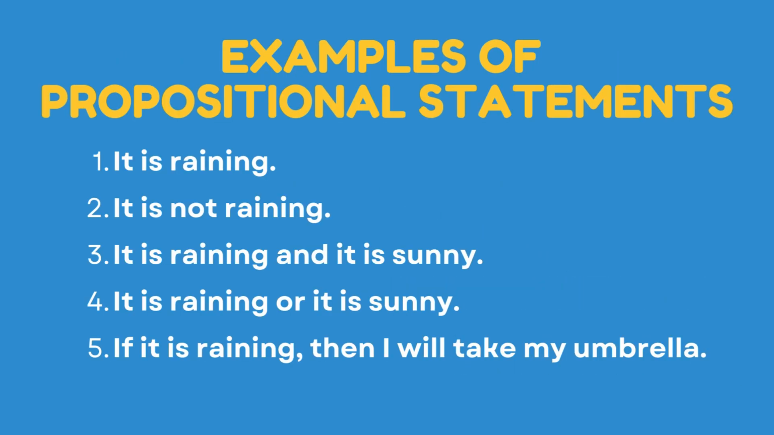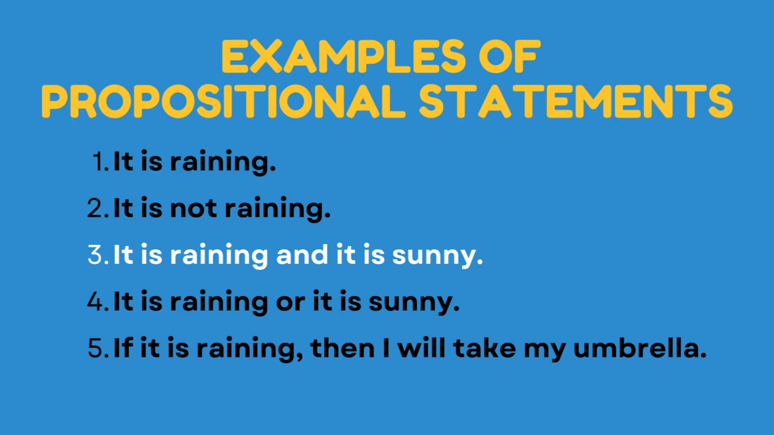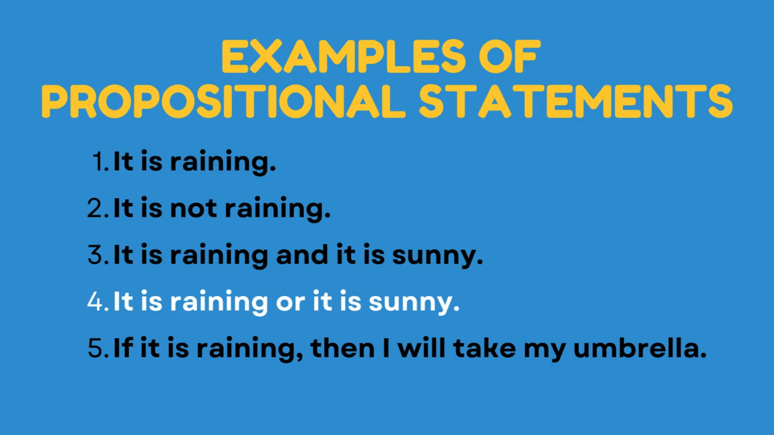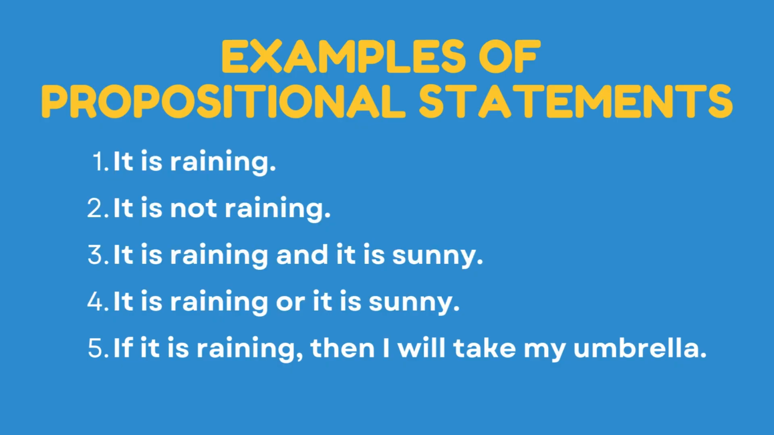Here are some examples of propositional statements. It is raining. It is not raining. It is raining and it is sunny. It is raining or it is sunny. If it is raining, then I will take my umbrella. Notice how propositional statements are not necessarily about categories of things belonging to other categories of things.